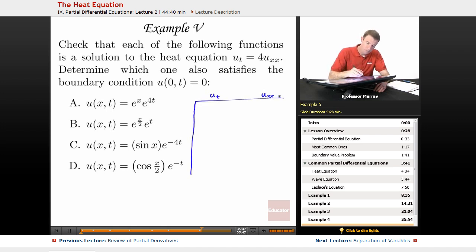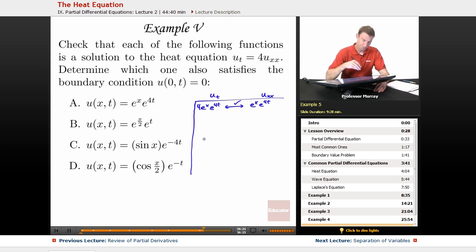For the first one, u sub t would be e to the x, because that's a big constant, times e to the 4t times the derivative of 4t, so that would be 4 e to the x, e to the 4t. U sub xx just means you're taking the second partial derivative with respect to x, and the second partial derivative of e to the x is just e to the x, and then e to the 4t comes down as a constant. Now if you compare both sides, the left-hand side is 4 times as big as the right-hand side, so we do have a solution to our heat equation, our partial differential equation.